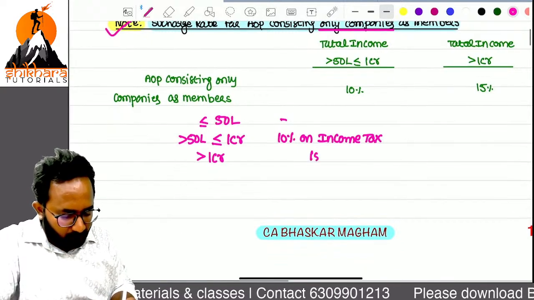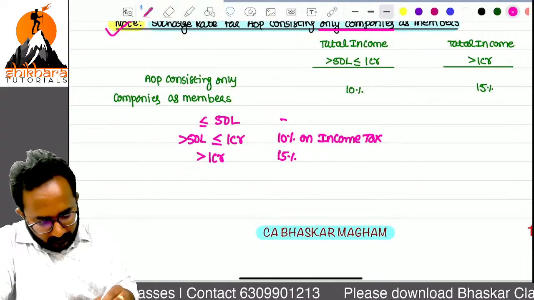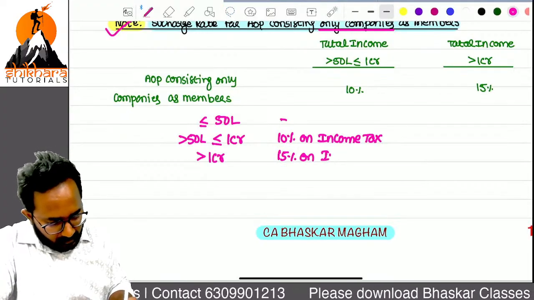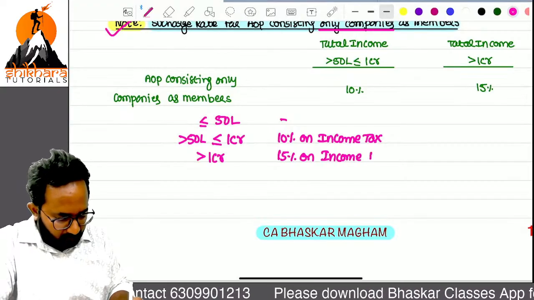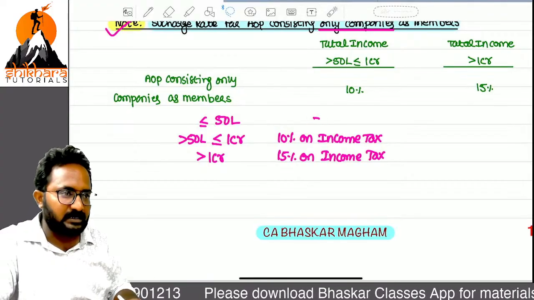Directly what? 15%. On what? Income tax. This is only what they have given, but written in a different way, and this is the point. So can I ask one question?